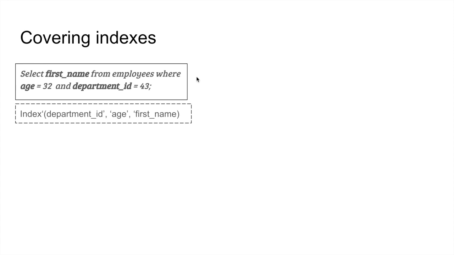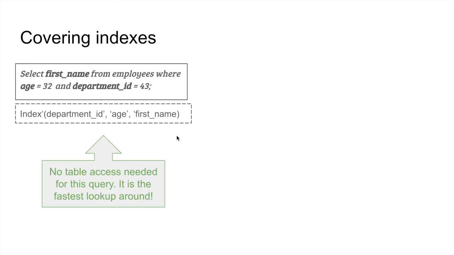The last thing you wouldn't expect of an index is a neat trick called covering indexes. Consider the following query. Select first name from employees where age is 32 and department ID is 43, and you have an index on the columns department ID, age, and first name. Boom. This kind of lookup is the fastest lookup around.